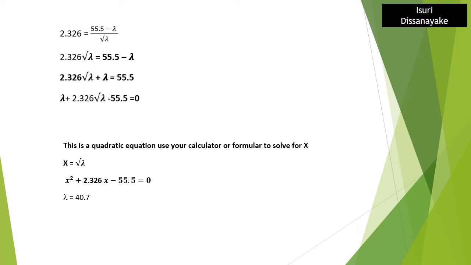It's easy to use the calculator and get the answer. If not, you better write the values into the formula and show the answers. So your lambda value is lambda equals 40.7. This last part is all about your pure maths. It's just a bit of algebra simplification, so you can follow it up.